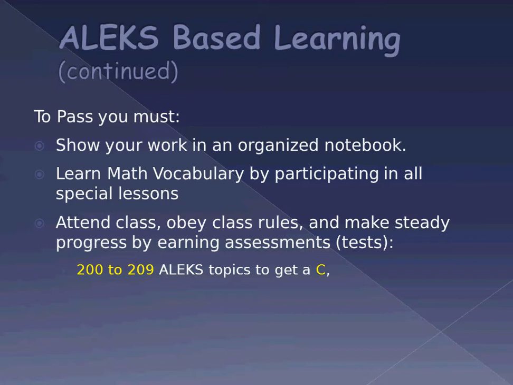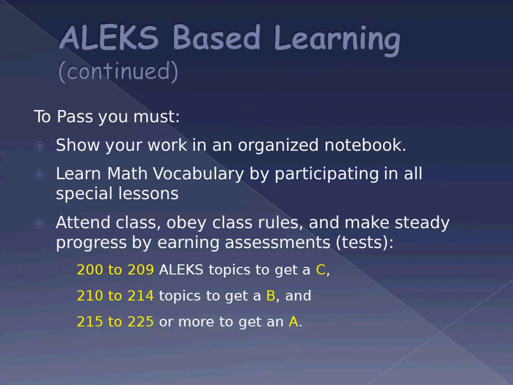So we'll talk more. There are 225 topics total for the Algebra 1 class. To pass the class, you need to master 200 of them, and you can get a C. To get a B, you have to master 210. And to get an A, you need 215. So there's a little wiggle room at the top, but that's the deal.